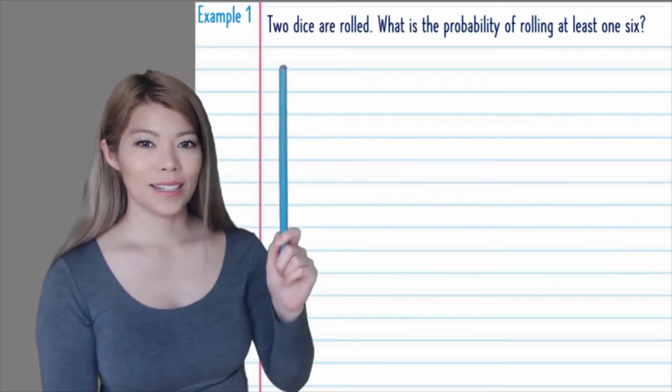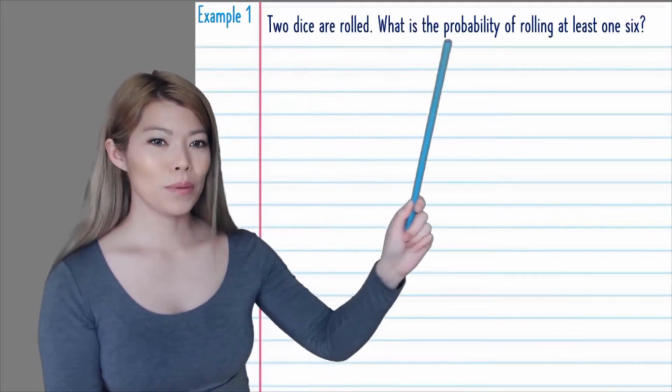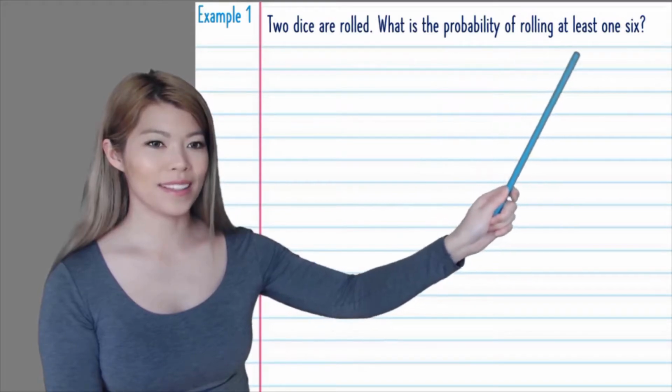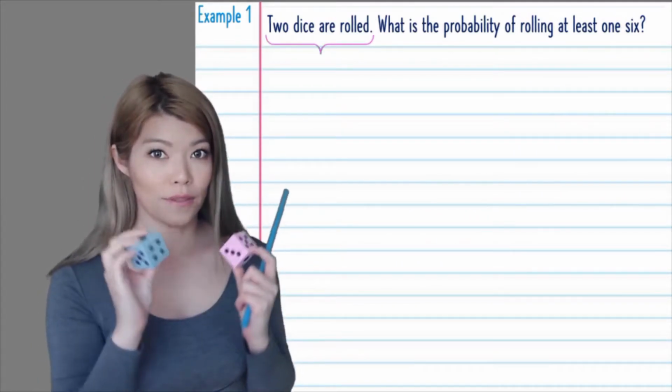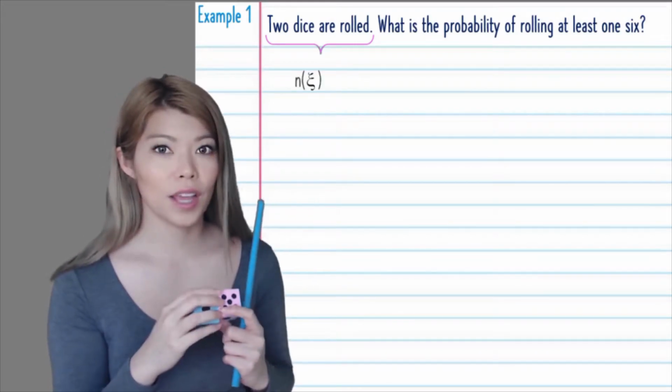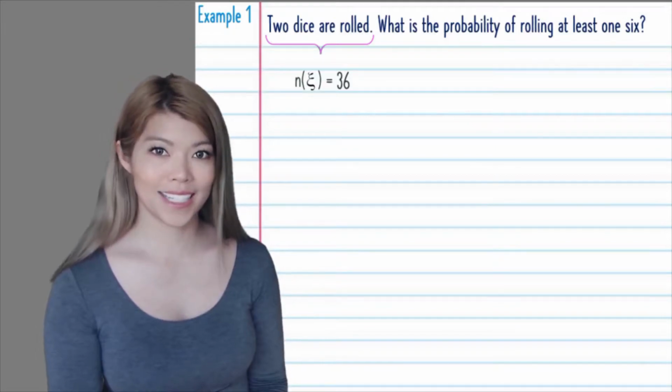Example 1. 2 dice are rolled. What is the probability of rolling at least 1 six? When 2 dice are rolled, there are a lot of outcomes. 6 times 6 is 36 outcomes. So it's a good idea to draw them neatly in a table.